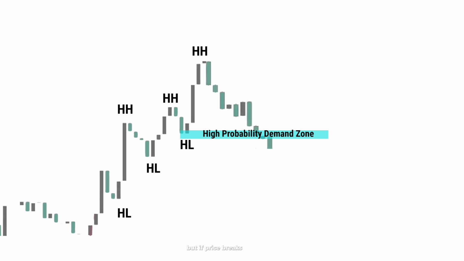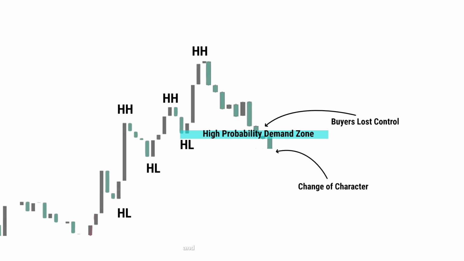But if price breaks and closes below this zone, it's a major red flag. Buyers have lost control, sellers are stepping in, and the uptrend may be over. This kind of breakdown is what we call a change of character, a powerful signal that market sentiment has flipped and momentum now favors the downside. A change of character can be a strong signal, but it's not always valid.